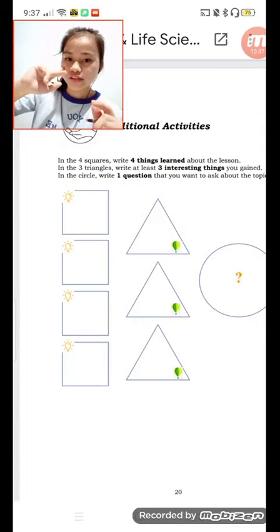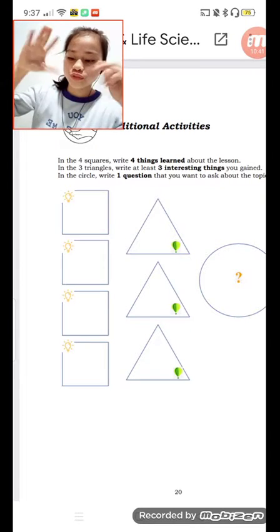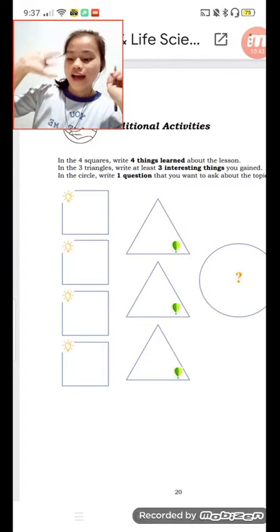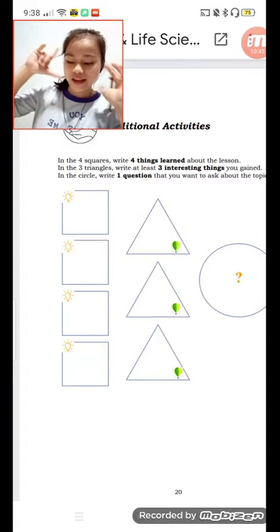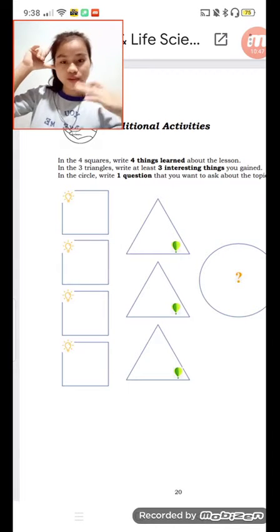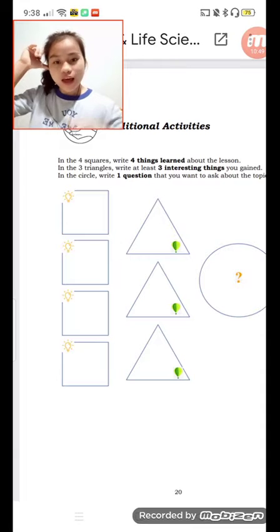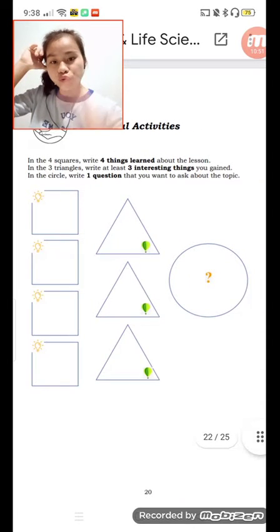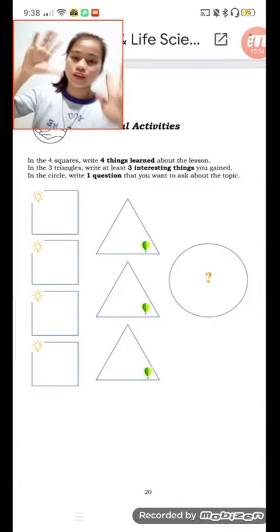In three triangles, write at least three interesting things you gain. I gain my ability to learn about the lesson. I gain my own perspective of the topic. I gain my own inspiration about the chemical minerals. Then in the circle, write one question that you have to ask about the topic.